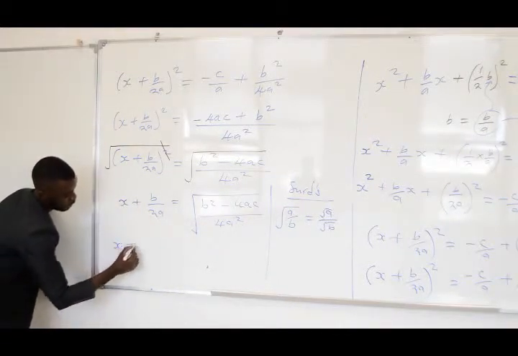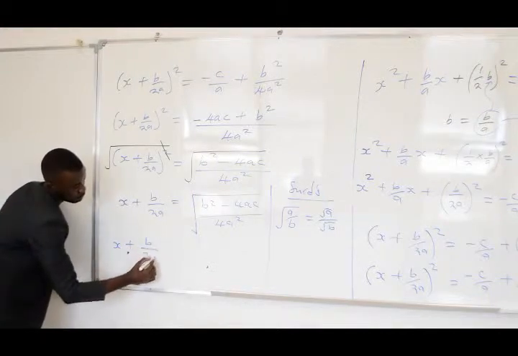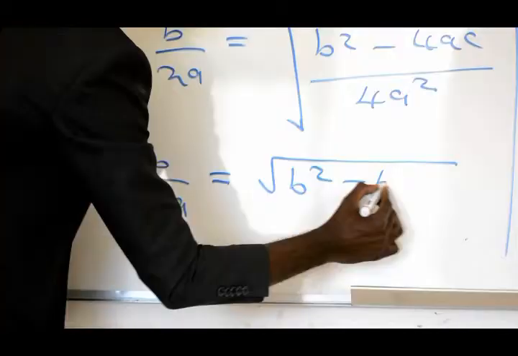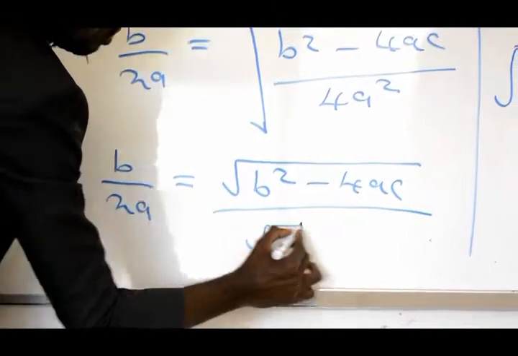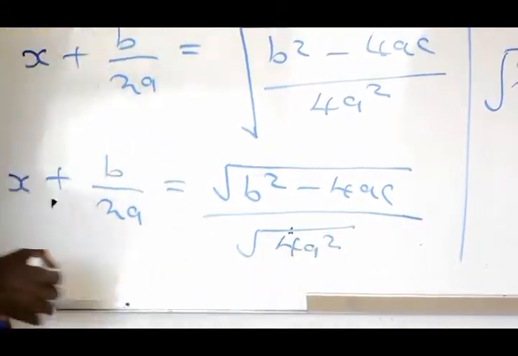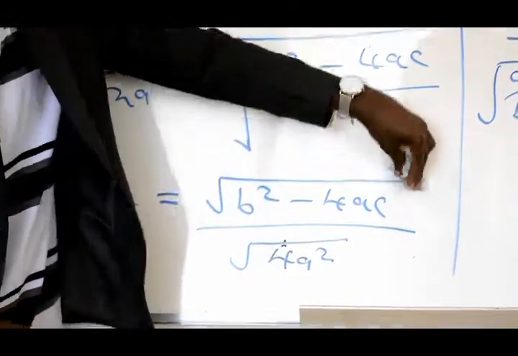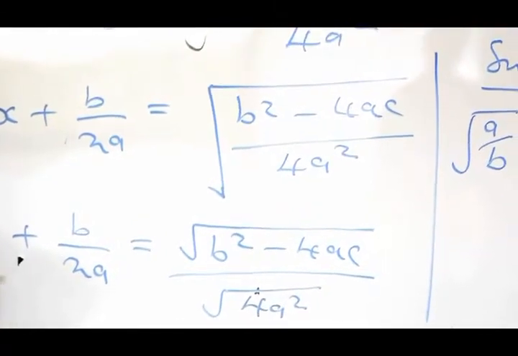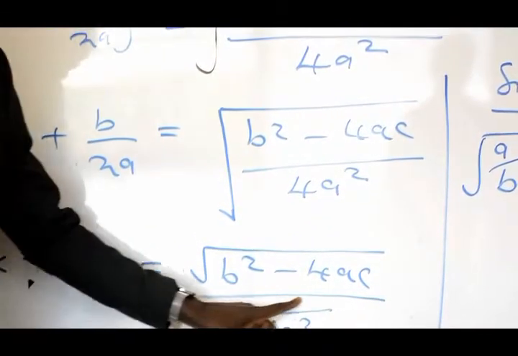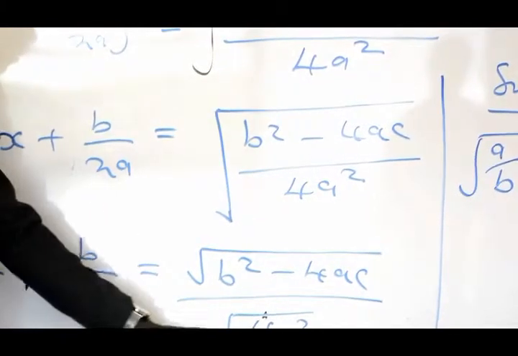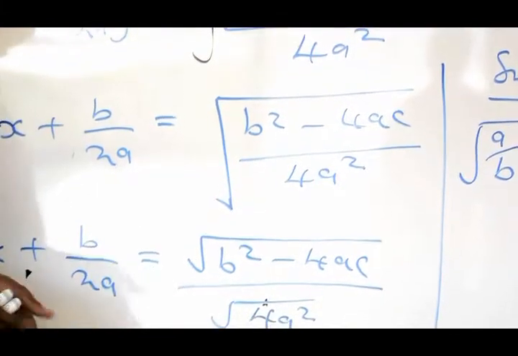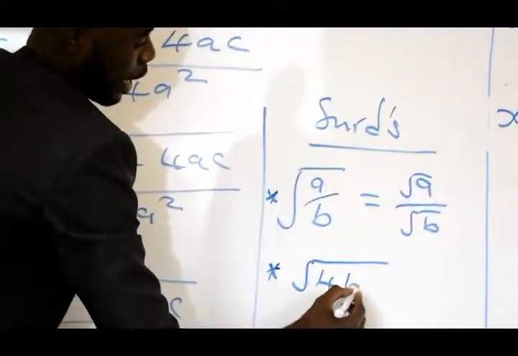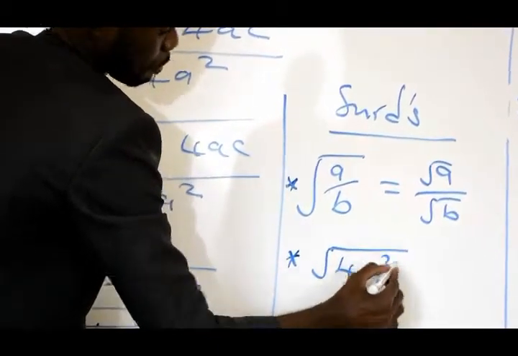You are going to say x plus b over 2a is equal to the root of b squared minus 4ac over the root of 4a squared. So we have separated the root. You can see that at this stage the quadratic equation is coming into form. Now we are going to deal with the denominator, because we have a 4 and an a squared. So now we know that the root of 4a squared in surds is the same thing.